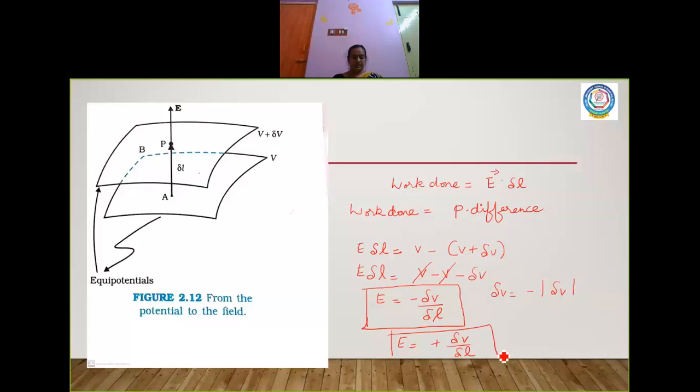Which means we are going to arrive at two very important conclusions regarding this. One is, what is the direction of electric field with respect to the potential? What is happening to the potential here is, it says that the potential decreases in the direction of electric field. That is why you have a negative sign. That is the first point: electric field is in the direction where the potential keeps on decreasing. Suppose let us consider a uniform electric field.